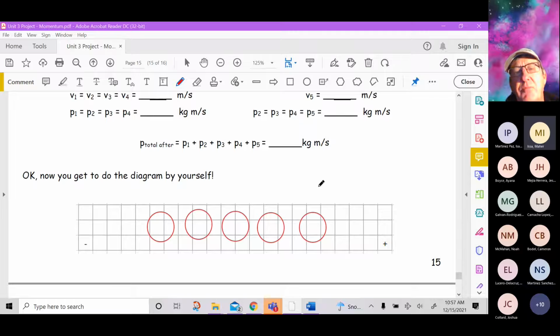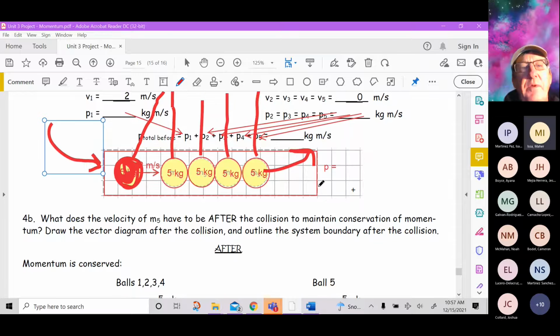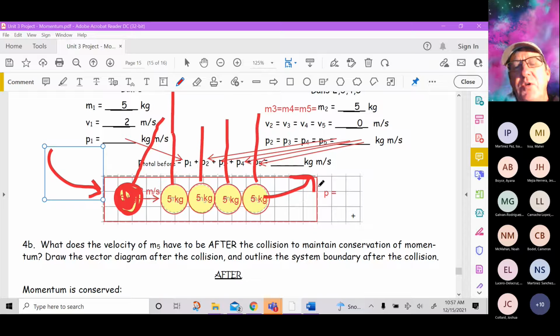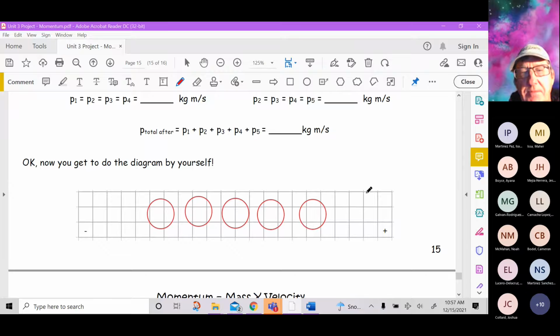I don't think I've arranged them properly yet. Is the momentum the same as the one above? Absolutely, because of the conservation of momentum. We're not doing the math yet. Right now, I just want them to visualize what's going on by drawing the way the balls should be.